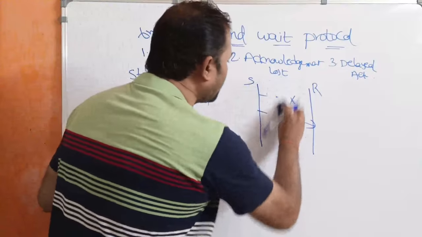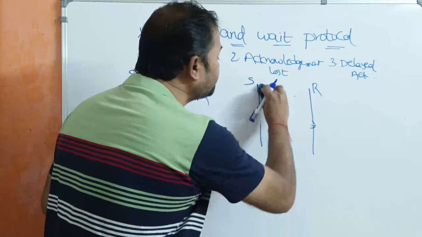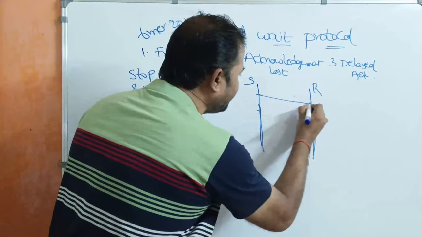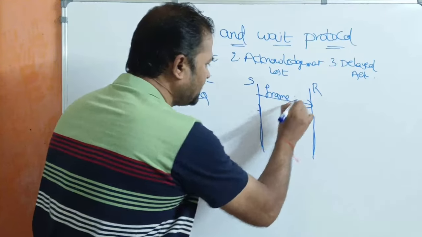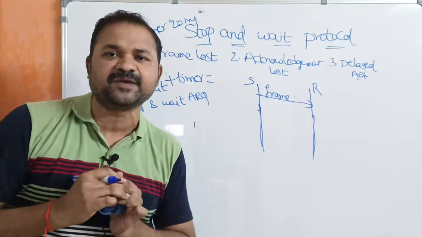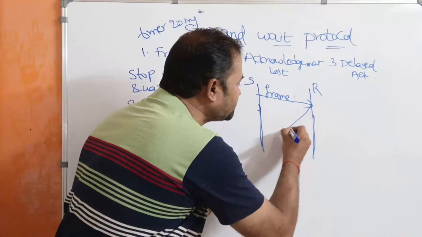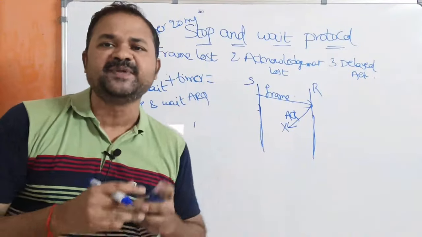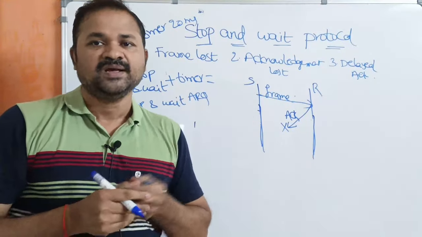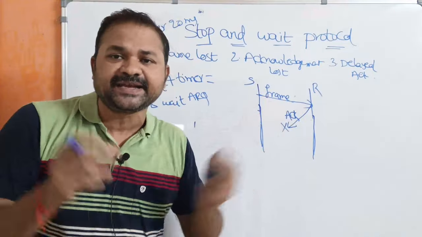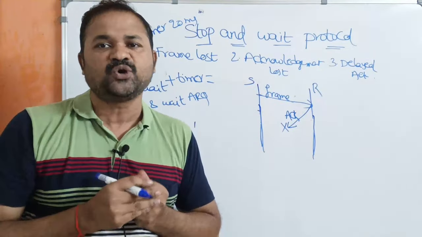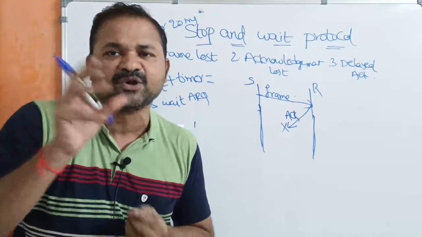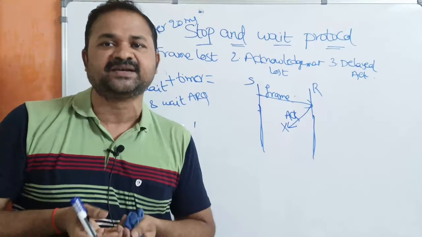Now let us see the second problem. What is the second problem? Acknowledgement lost. Initially the sender sends a frame to the receiver. Let the receiver successfully receive that frame and provide an acknowledgement for the corresponding frame. But let us assume that the acknowledgement is lost. We know that the sender maintains a timer for each and every frame, so it will wait for the corresponding acknowledgement from the receiver for that period only. If the time period expires, then what will happen?